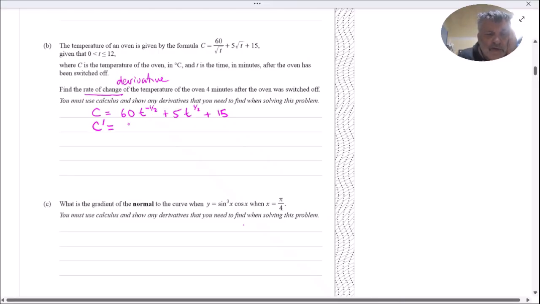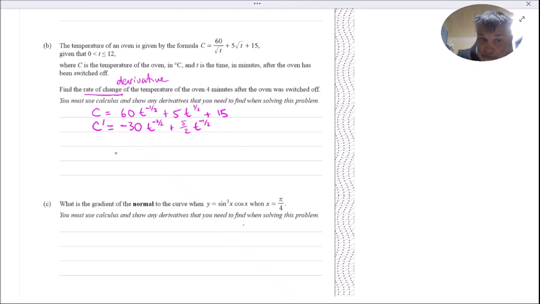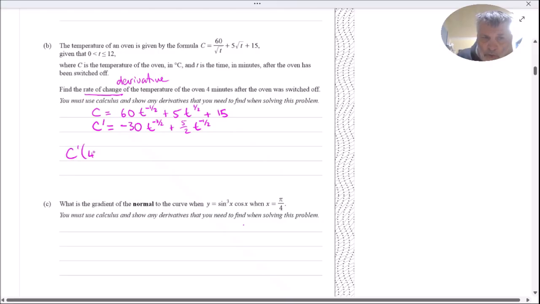So negative a half times 30 is negative 30. Negative a half times 60 is negative 30. And then t, take 1 off, that's minus 1.5, which we'll write as minus 3 over 2. And then plus half of 5 is 5 over 2. And t, take off 1, minus a half. And we lose the 15. That goes to 0 when we differentiate. So that's our derivative.